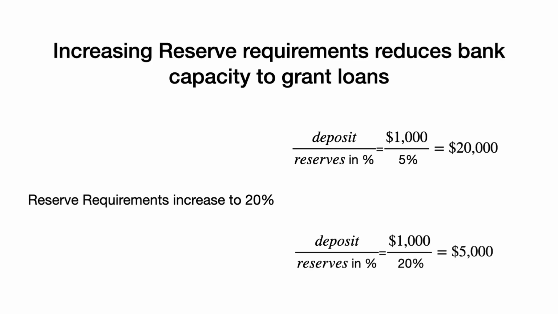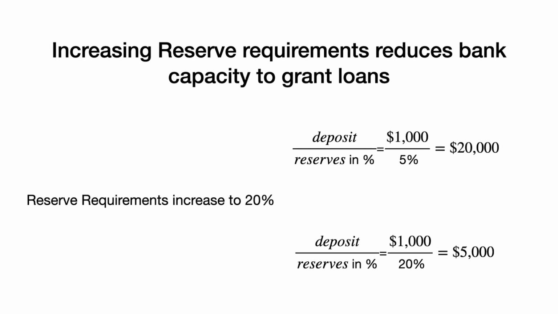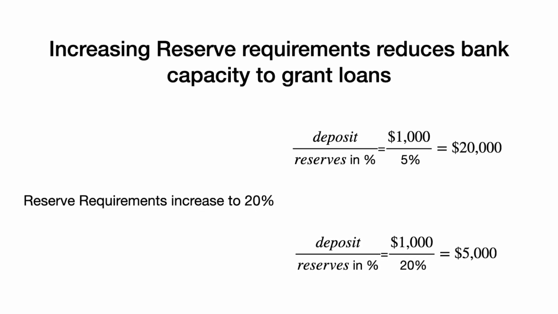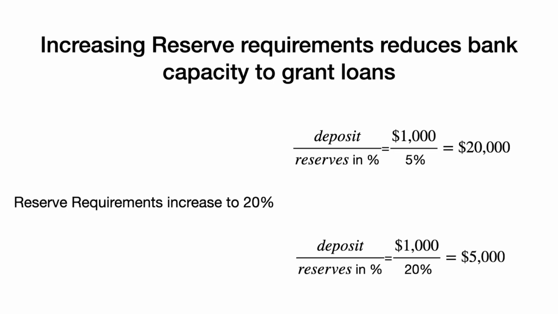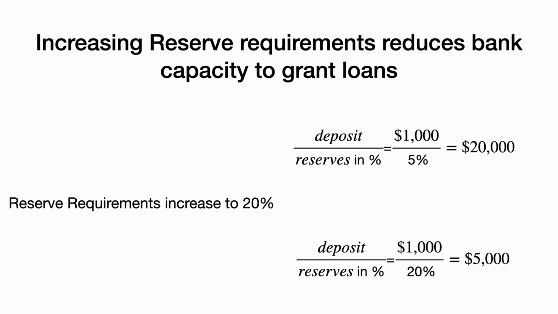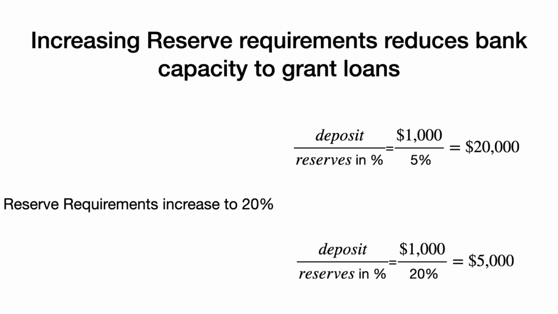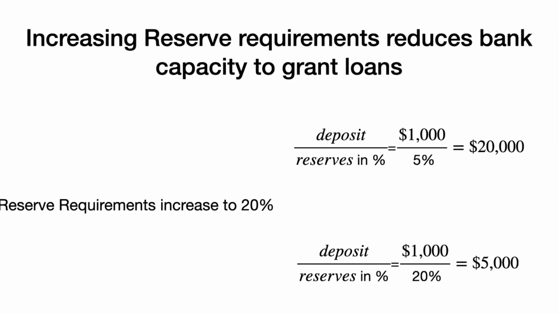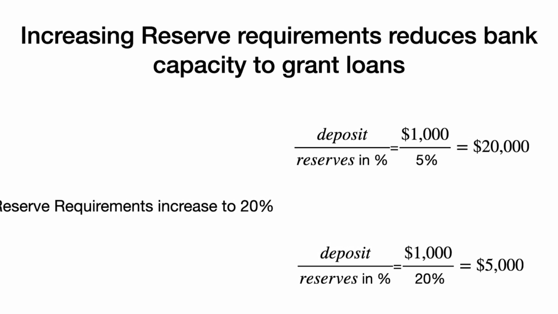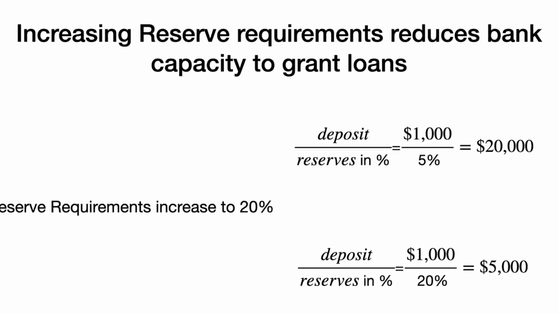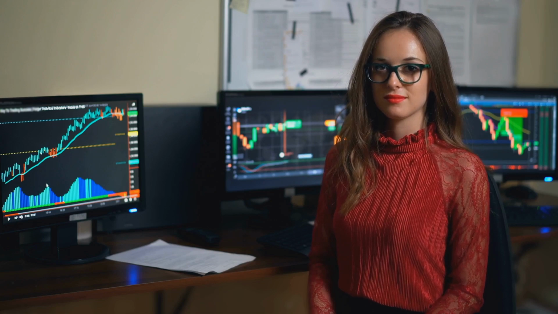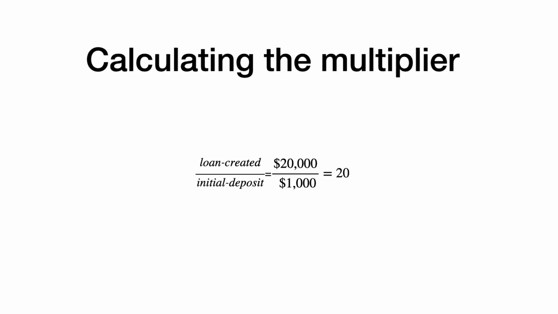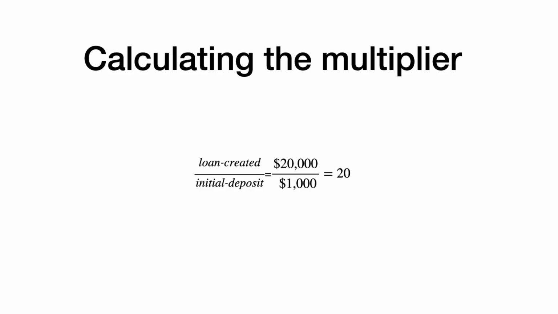For instance, if the deposit is $1,000 and the reserve requirement is 5%, the total amount of money created would be $1,000 divided by 5%, resulting in $20,000. If the reserve requirement is 20%, the total amount created would be $5,000. The credit multiplier is calculated by dividing the total amount of deposits created by the initial deposit.